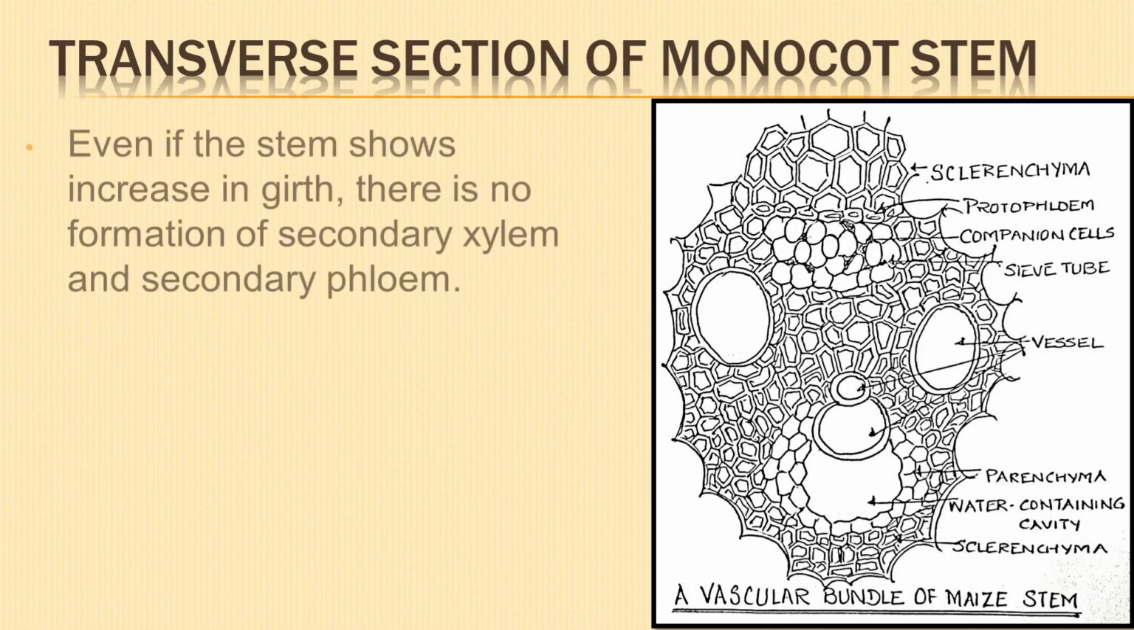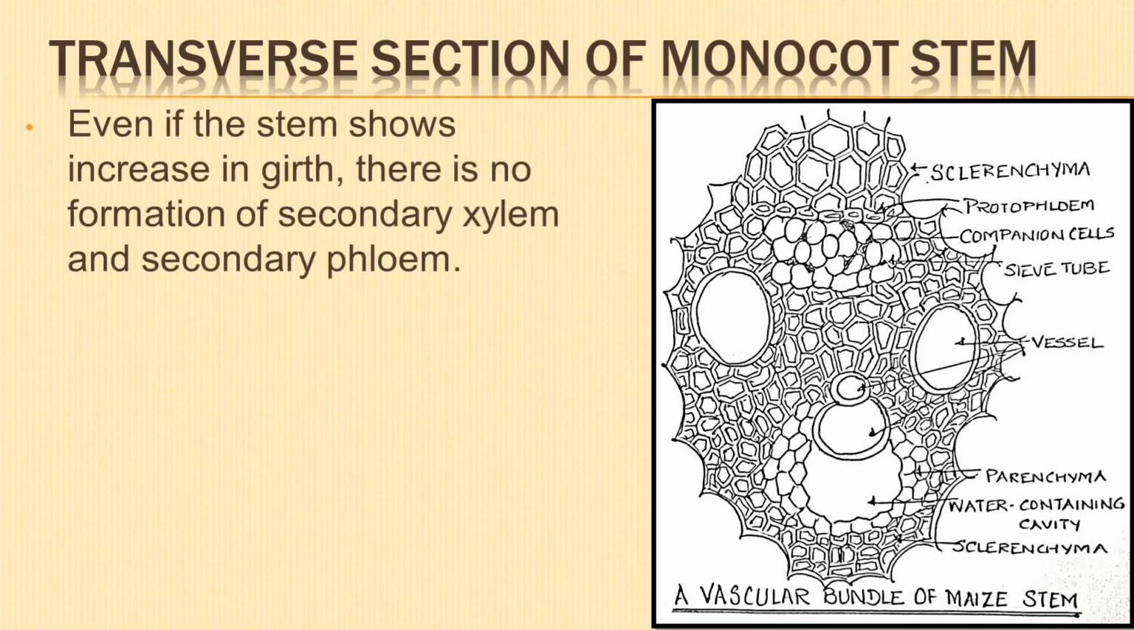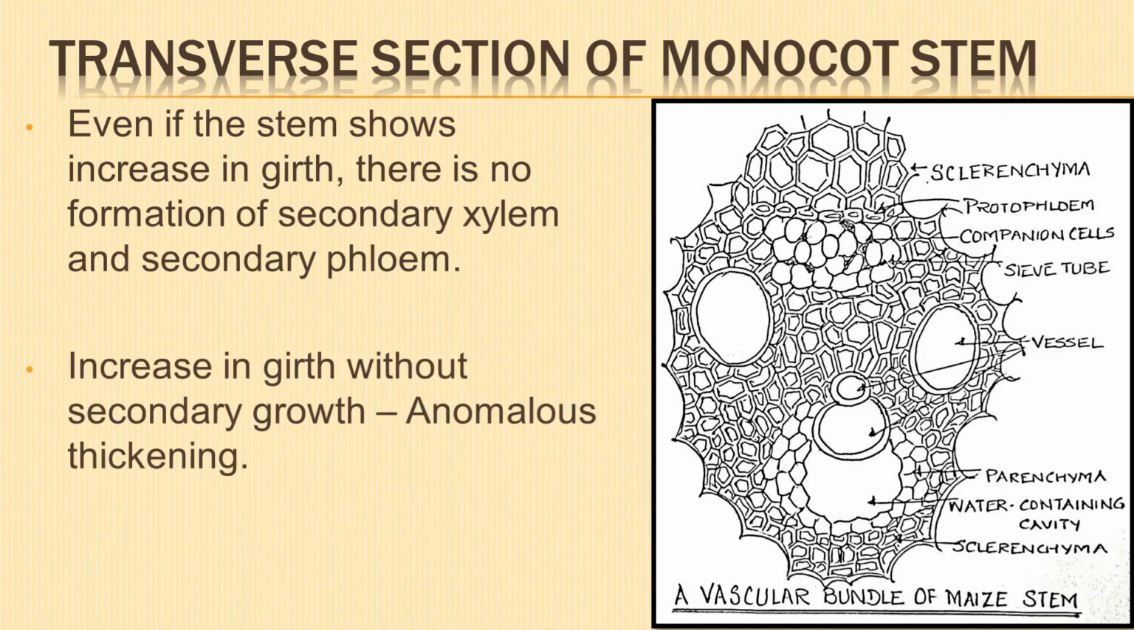If they show increase in girth, as seen in palm trees, it does not result in the formation of secondary xylem and secondary phloem since vascular cambium is absent. An increase in girth without secondary growth is referred to as anomalous thickening.